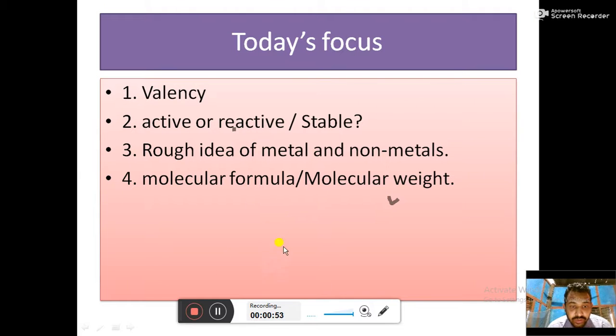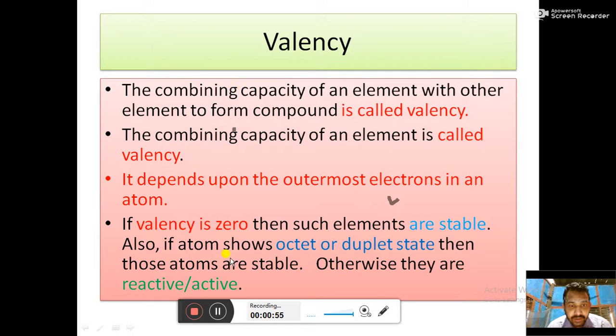Now today's focus is about valency. Combining capacity of an element with other elements to form a compound is called valency. Generally, you can say valency is the combining capacity of an element.